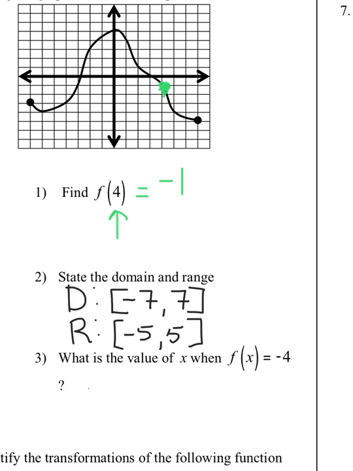So you'll notice that when I wrote my domain and range, I wrote them in brackets. The reason why I wrote them in brackets is because these endpoints right here are closed points. So because they're closed points, I'm using brackets there. All right, so the next question is asking, what is the value of x when f of x equals -4?